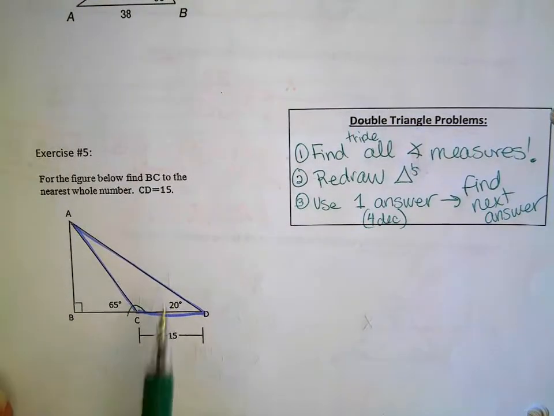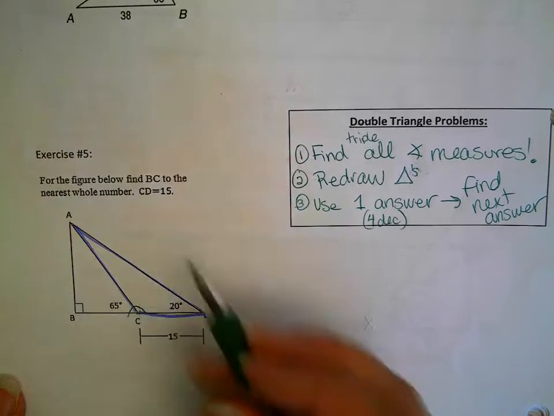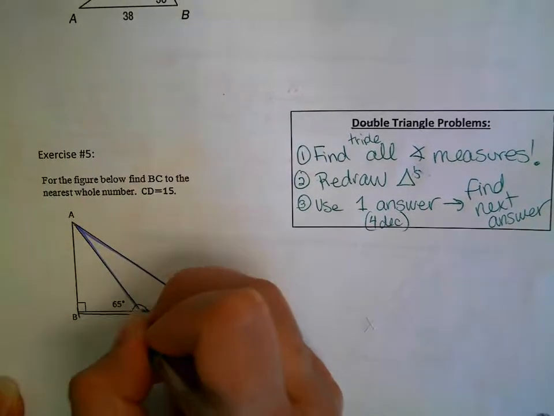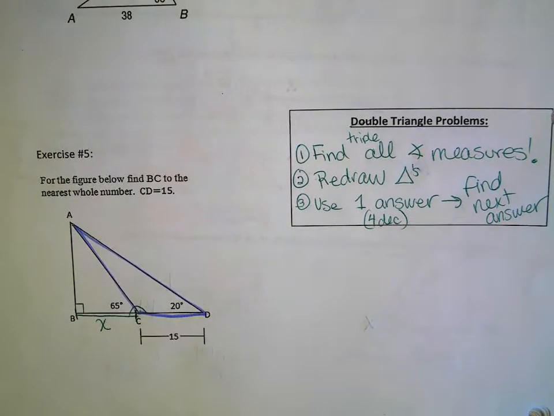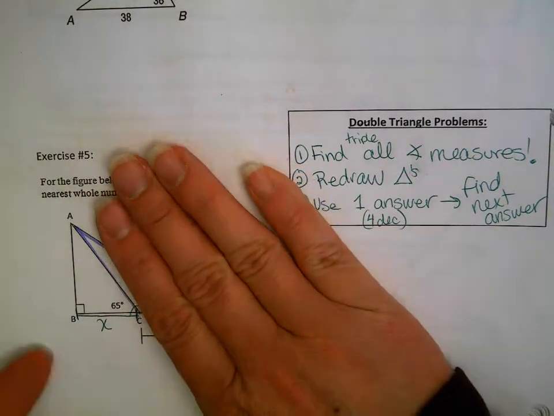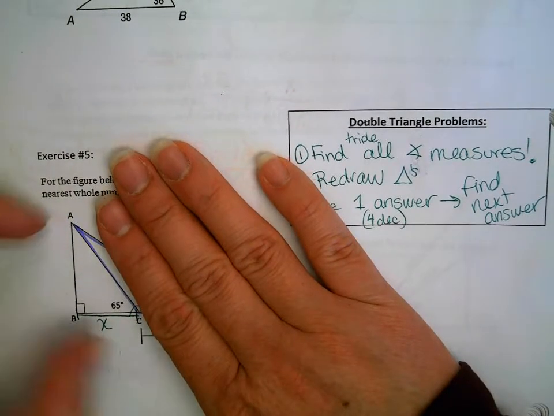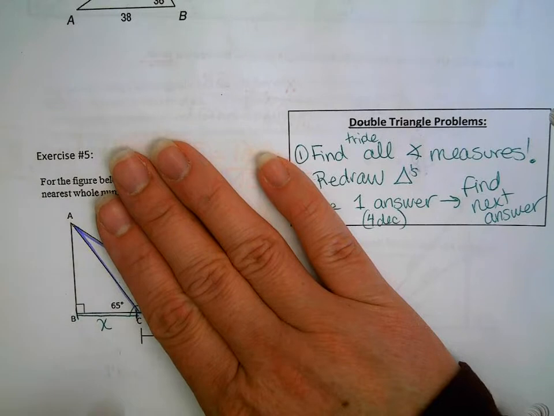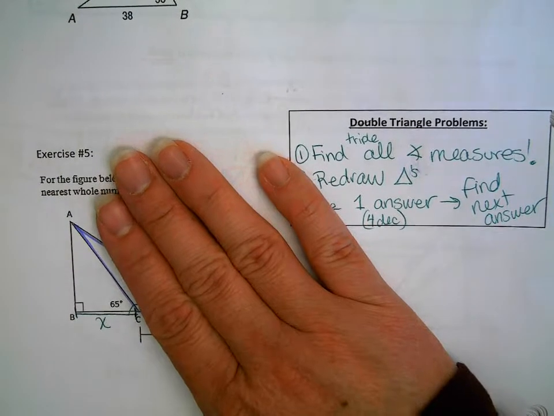So looking at this picture, for the figure below, find BC to the nearest whole number. So BC is the length that they're looking for. So that's where I'm going to put my X for now. But in that triangle, that's a nice little right triangle there. It'd be easy if I had the hypotenuse or if I had AB. So if I knew AC or AB, I could easily set up a trig function, sine, cosine, or tangent, adjacent to opposite or adjacent to the hypotenuse, and go from there.